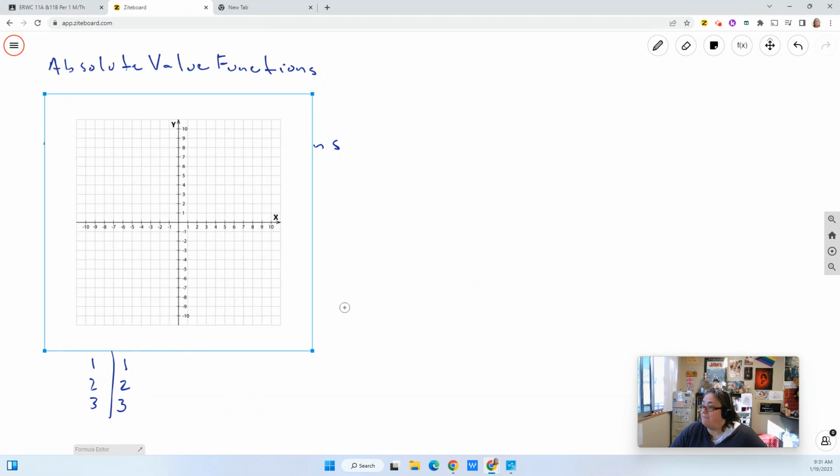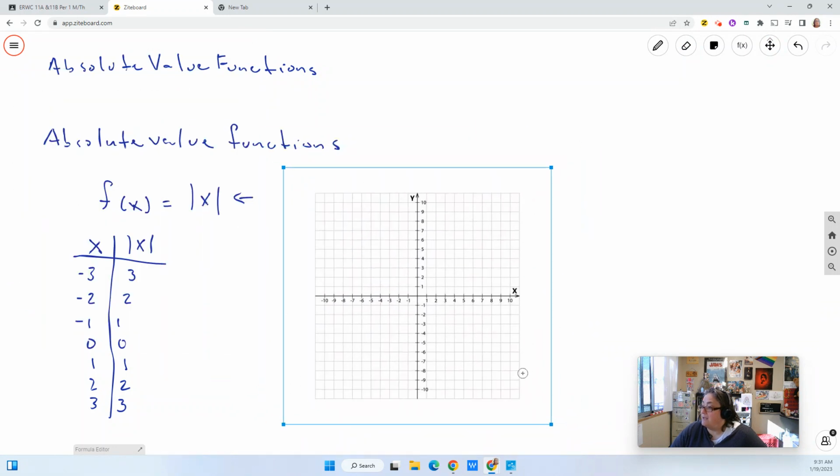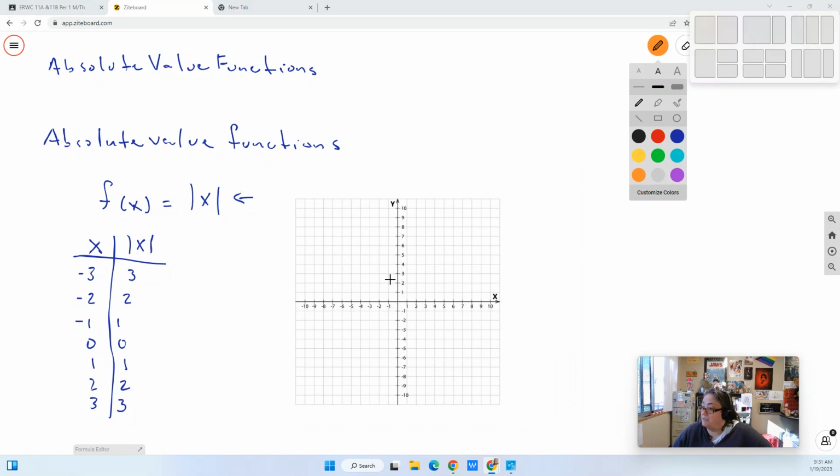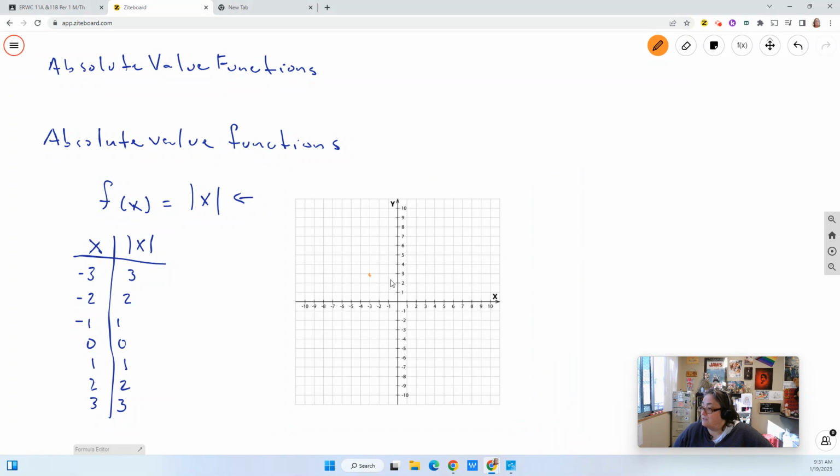So if I want to graph this absolute value function, all I'd have to do is plot each one of the points. And let's do it in another color so it stands out a little bit. So if I have -3, my x is -3, right? I have a point right there. I have a point right here. I have a point right here. I have a point right here. And then when I move into the positives, it's the same, right? My 1 brings 1, my 2 brings 2, my 3 brings 3. And I could do this all day.